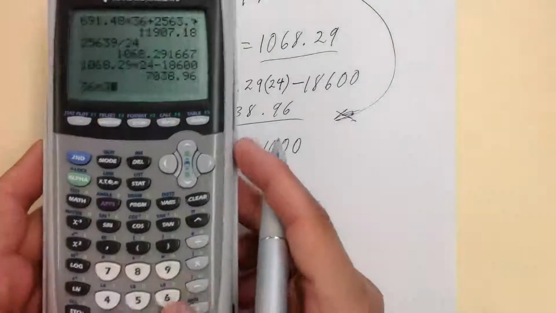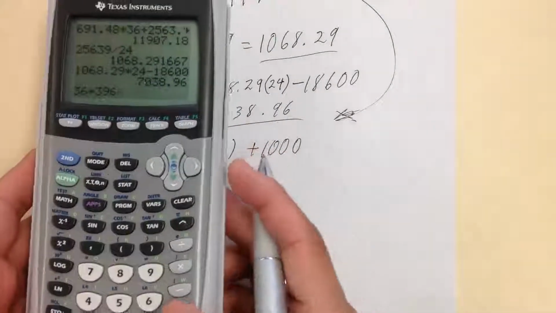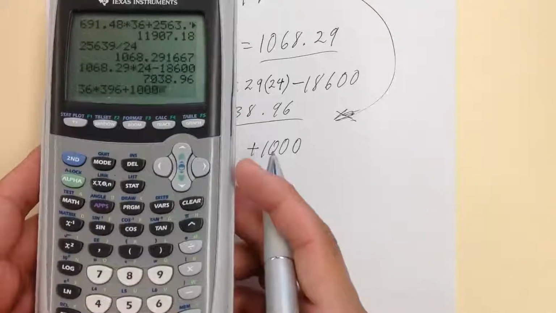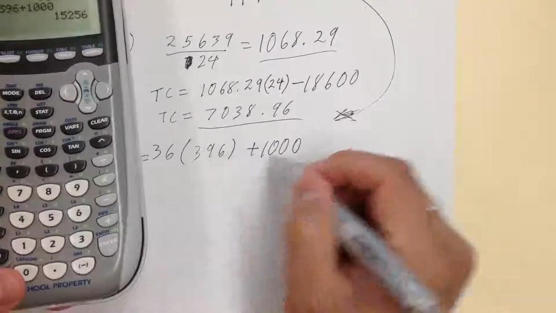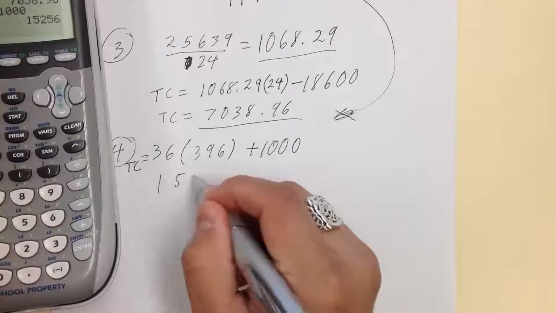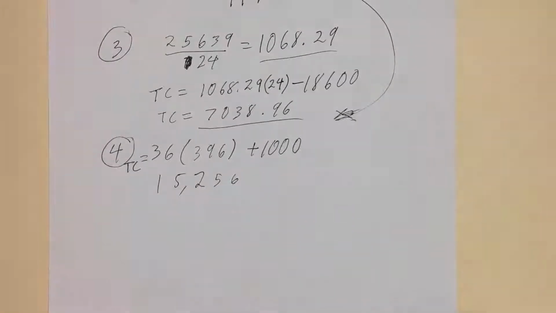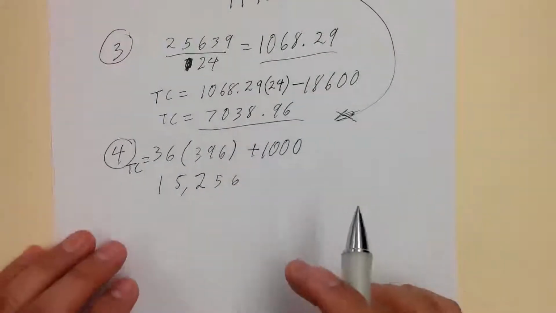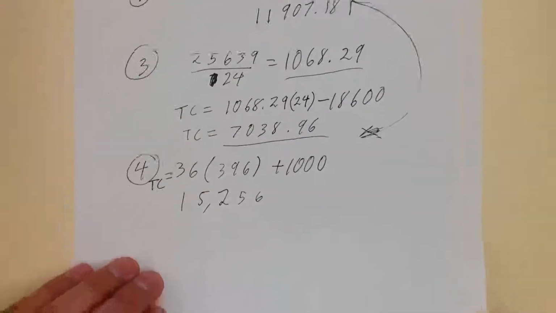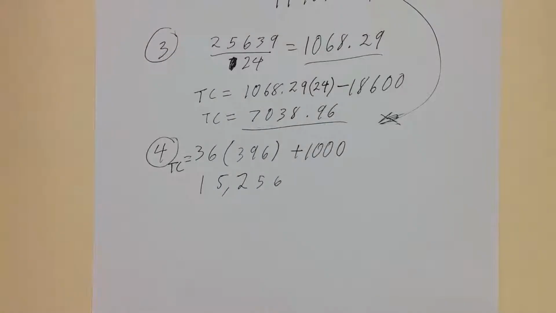36 times 396 plus 1,000. So that's a cost of $15,256. And that's just cost. There's no actual getting the car at the end of this. It's just cost, which is not a great deal.